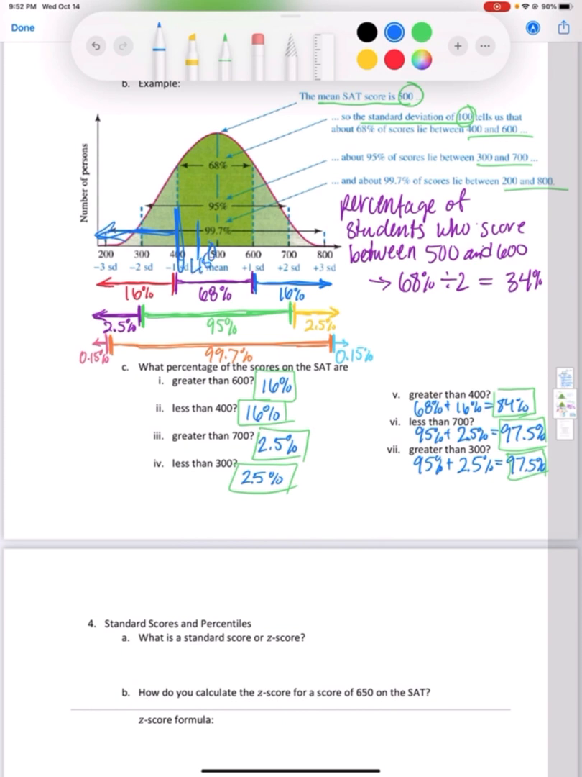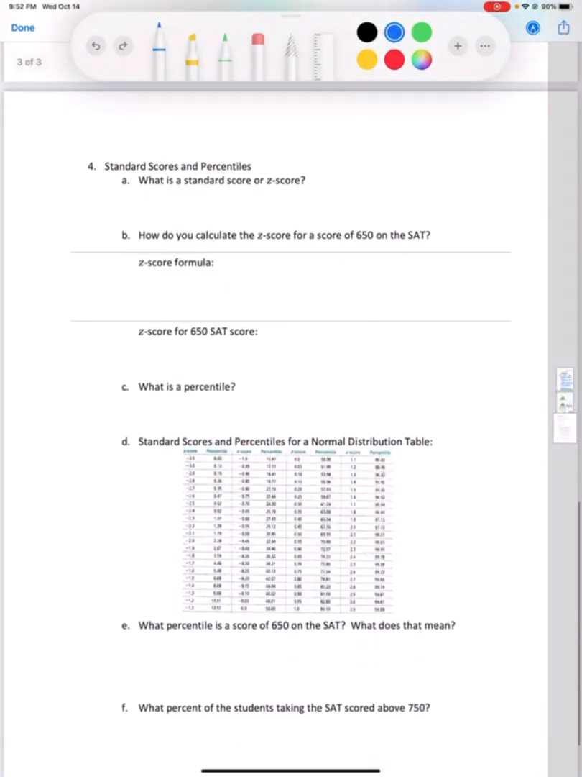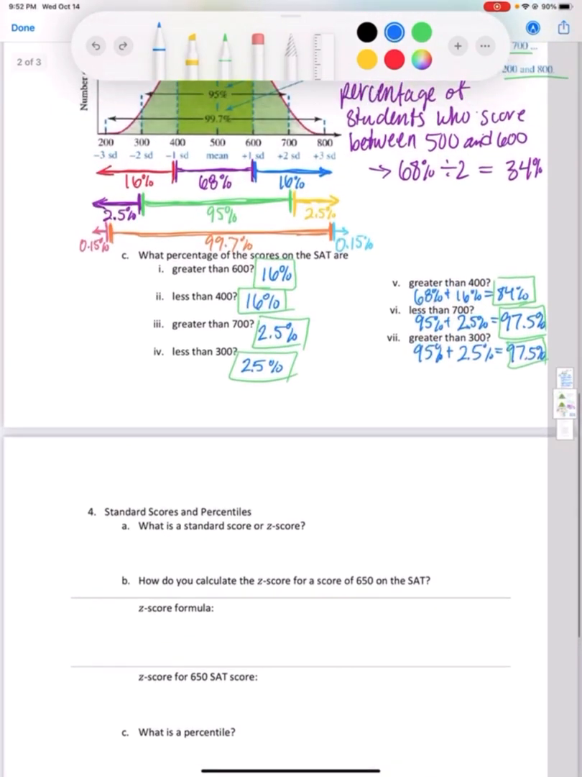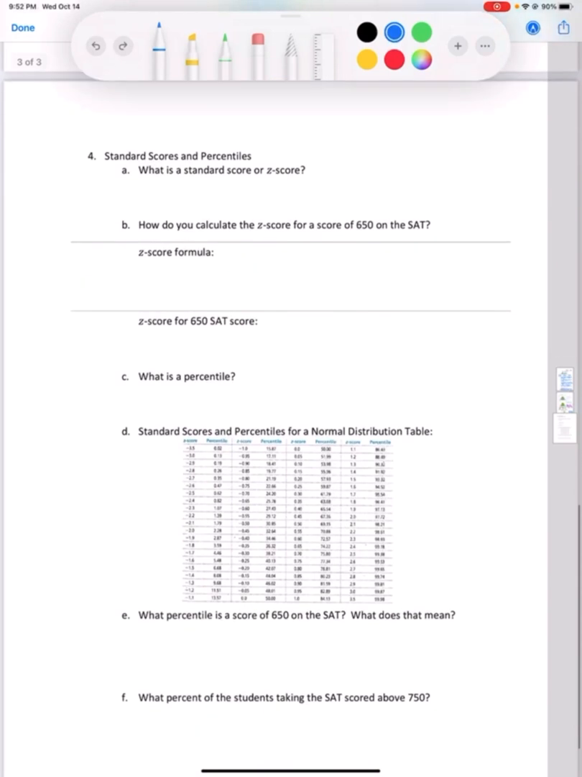If you scored a 450 on the SAT, what percent of the people did you score above? That's where we're going to get standard scores from. The standard score, or z-score, comes from the standard deviation. Notice that 450 is halfway between the mean and one standard deviation below the mean. So it's like half of a standard deviation below the mean. So what percent of people scored below that score?